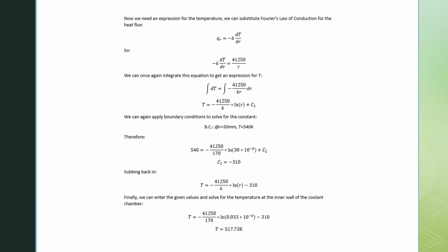Once they have this, they can solve for C2, which is equal to negative 310 Kelvin. Subbing everything back in will allow them to solve for their coolant layer inner wall temperature, which is 517.73 Kelvin.